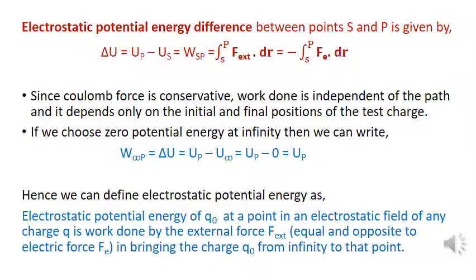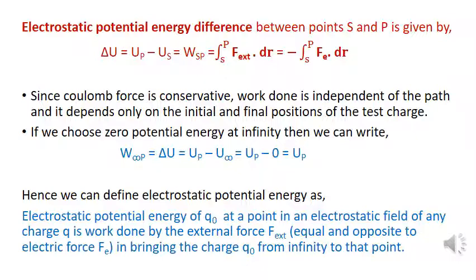If we choose 0 potential energy at infinity, that is, we are considering point S at infinity, and at infinity the energy is 0, then we can write the work done W infinity P equals delta U equals UP. Since the energy at infinity is 0, the term U infinity becomes 0, and we get the potential energy at point P.